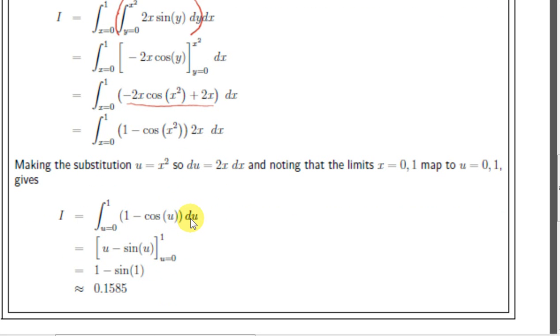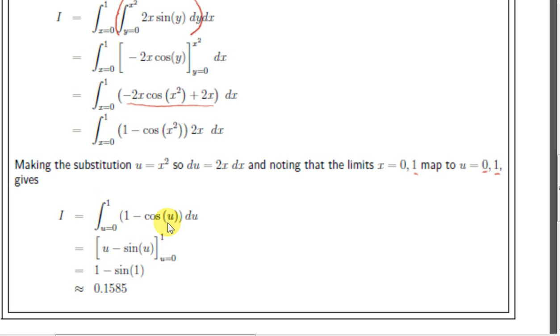And now we have a straightforward integral. The integral of 1 with respect to u is u. The integral of cos u is sine u. Now we need to change our limits. If x equals 0, you can see that u equals 0 squared, which is 0. If x equals 1, you can see that u equals 1 squared, which is 1. So as a matter of fact, the limits happen to be the same here.